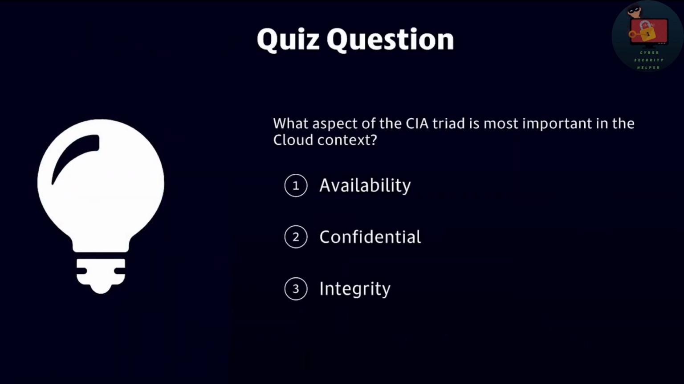Okay, what aspect of the CIA triad is most important in the cloud context? Availability, confidentiality, or integrity? The answer is availability. Now you might be saying, wait a second, it's a CIA triad. Why exactly is availability so much more important? In the context of the cloud, without availability, there is nothing else. If you can't access the cloud environment, you're out of business, you're out of luck. So ensuring that you have proper availability is one of the more essential cloud security risks to address as we go forward.